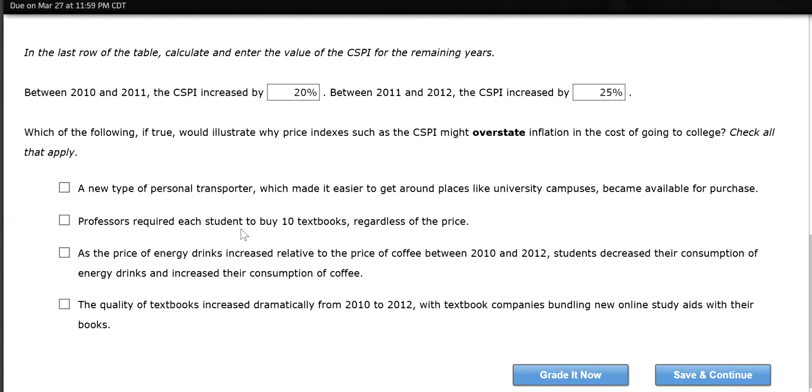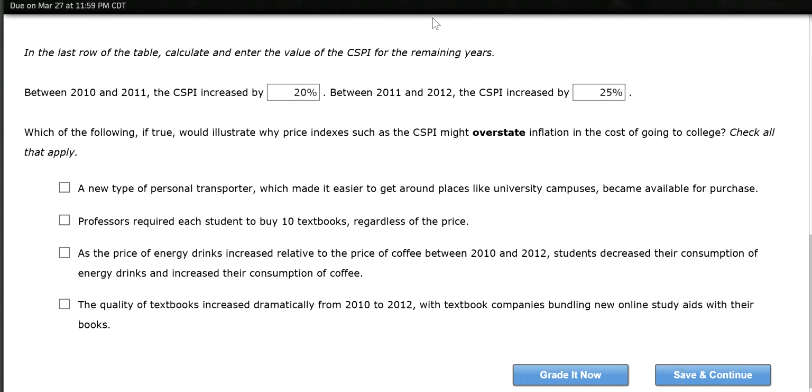Alright. So last section: which of the following, if true, will illustrate why a price index such as the CSPI might overstate inflation in the cost of going to college? Check all that apply. So there are basically three reasons why a CPI might be overstating inflation. The three reasons are introduction of new goods, change of quality, and also change of consumer behavior. So every time these three factors change, you're going to overstate your inflation.